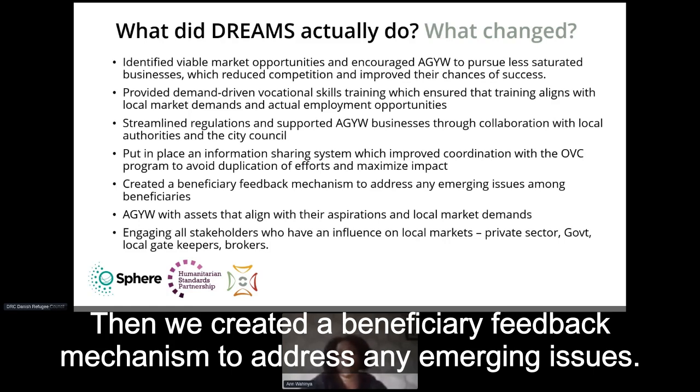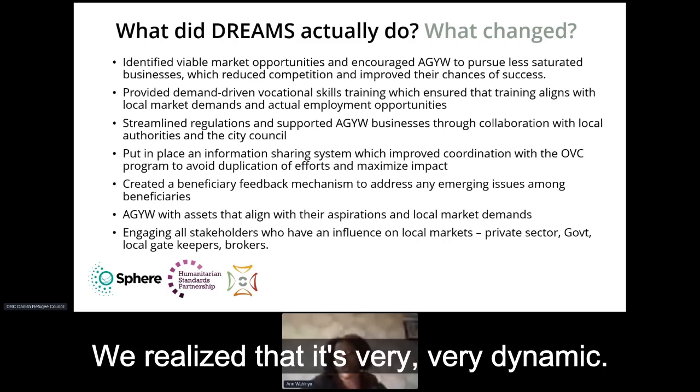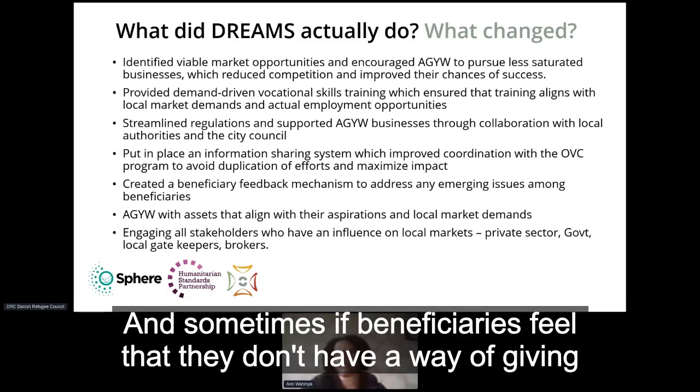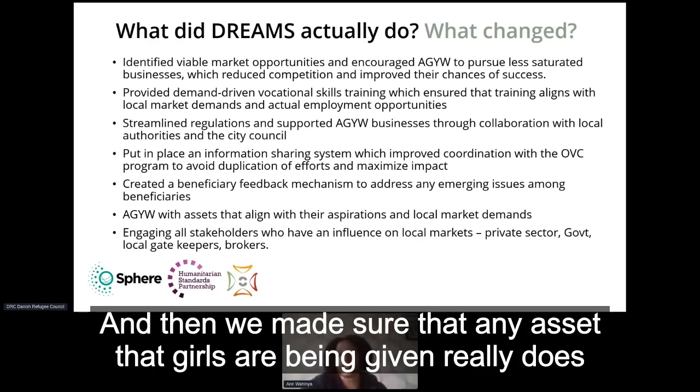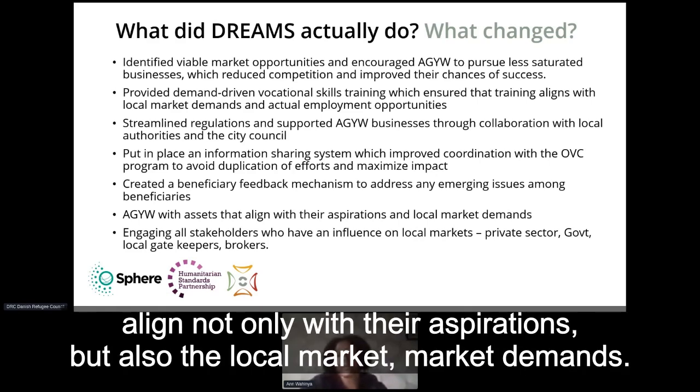Then we created a beneficiary feedback mechanism to address any emerging issues. We realized that it's very, very dynamic. And sometimes if beneficiaries feel that they don't have a way of giving feedback or asking for help, then they get stuck and they keep quiet. And then we made sure that any asset that girls are being given really does align not only with their aspirations, but also the local market demands.